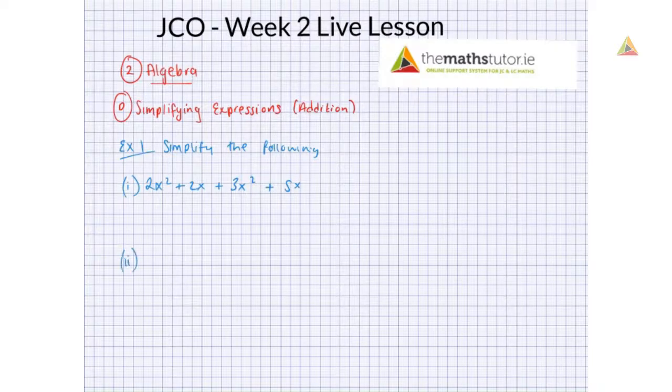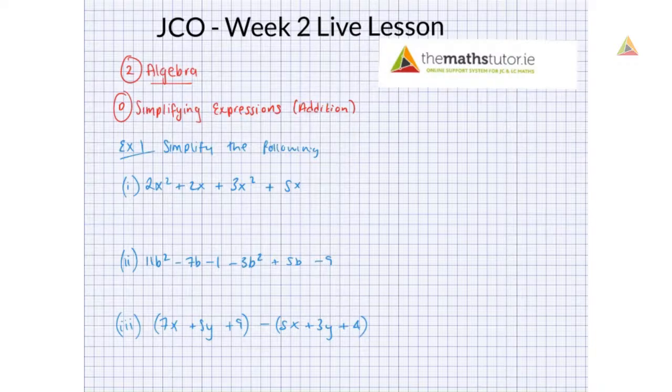Second example is going to be 11b squared minus 7b minus 1 minus 3b squared plus 5b minus 9. And then a third example, I'm going to put in some brackets this time. So it's going to be 7x plus 5y plus 9 minus 5x plus 3y plus 4.